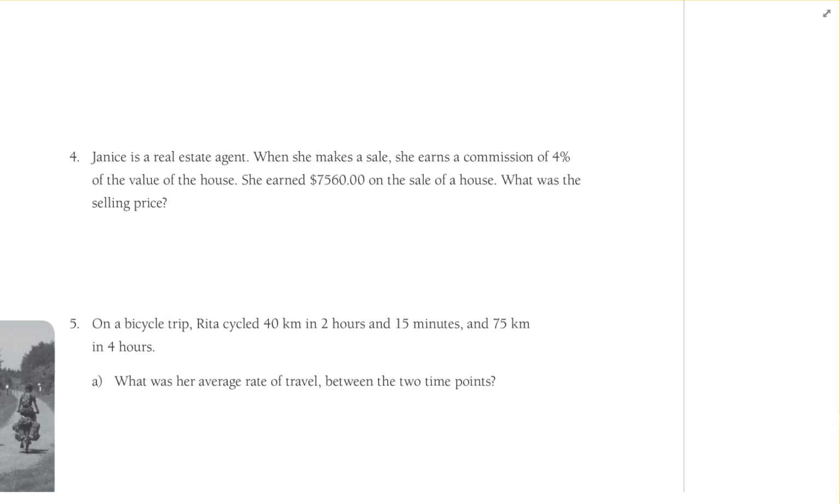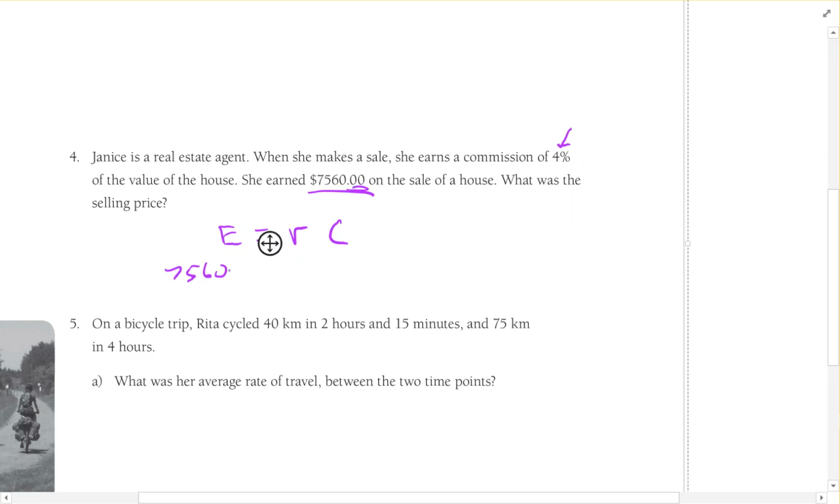Okay, so we have to set up an expression again. What this would be is how much she earned is equal to the rate, which is going to be the percentage, times the cost of the house. I'll call that C. So if this was the cost of the house, we multiply that by the percentage, and that would give us the earnings. So let's fill in what we know. We know that she earned $7,560. Just going to leave the zeros on the end off there.